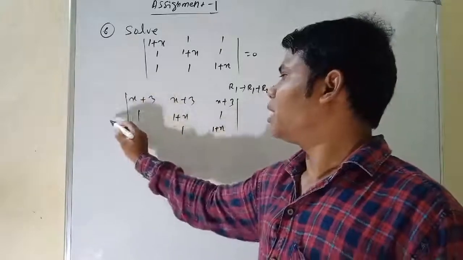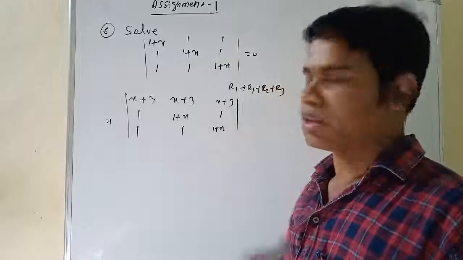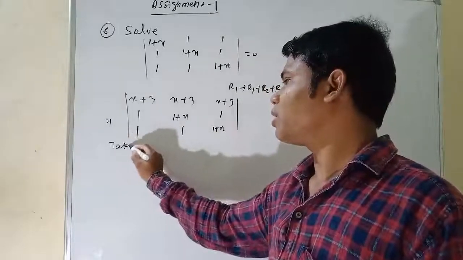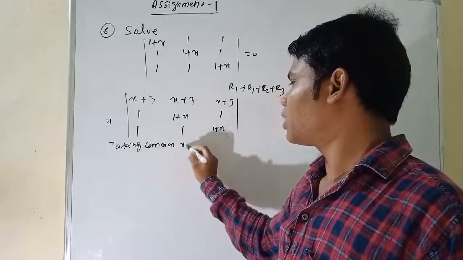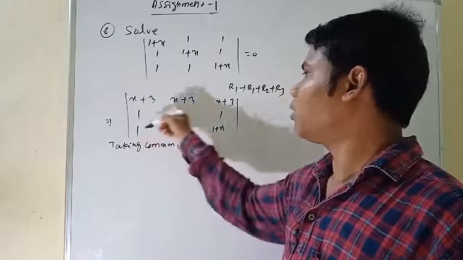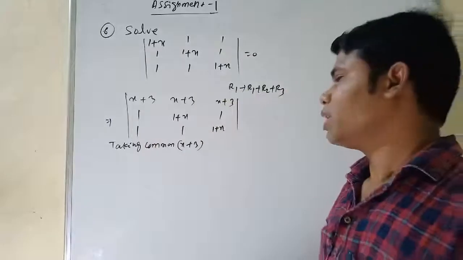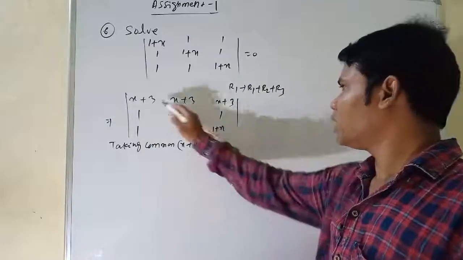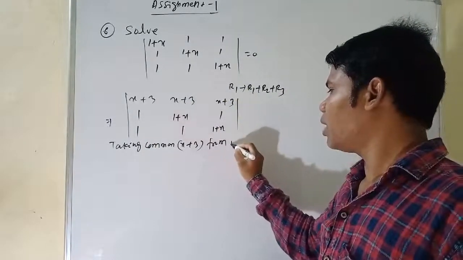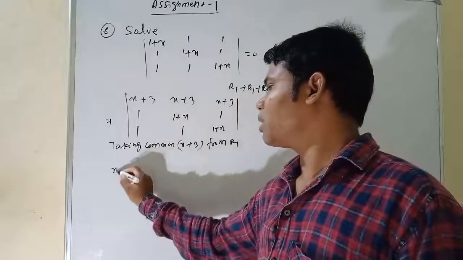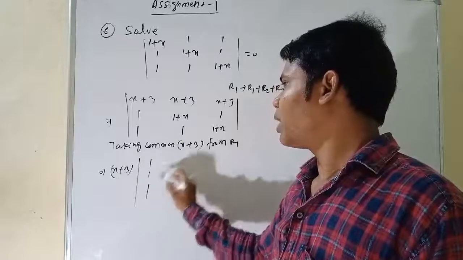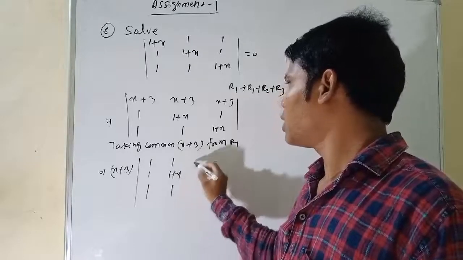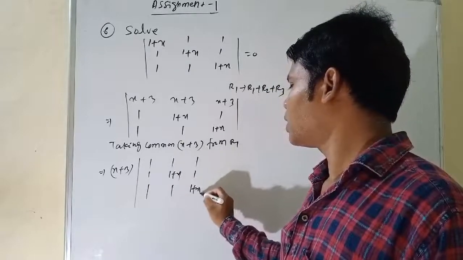Taking common x plus 3, you see in all the cases you get x plus 3. That means taking x plus 3 common from R1. That is x plus 3 times the determinant with rows 1, 1, 1; 1, 1 plus x, 1; 1, 1, 1 plus x.